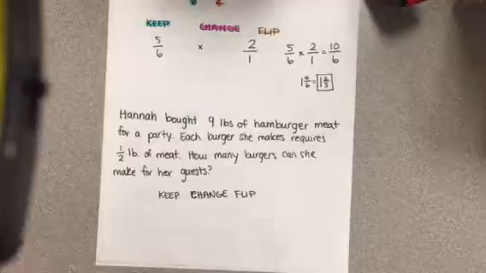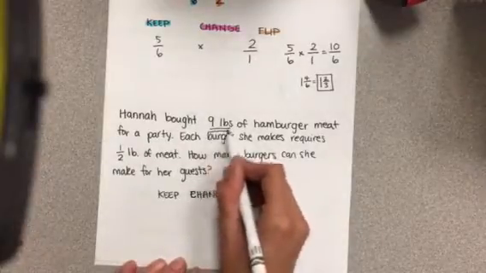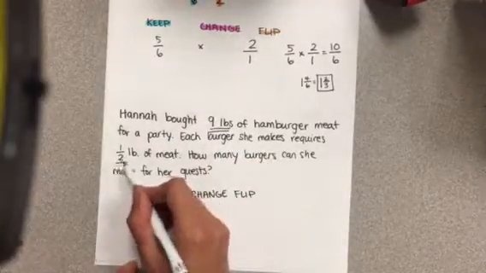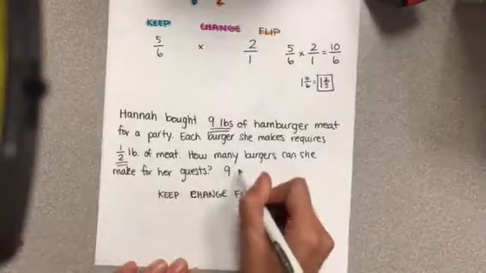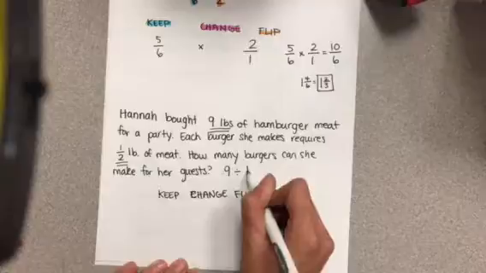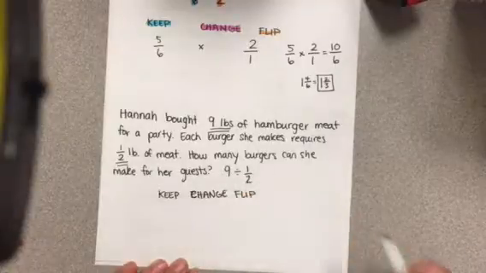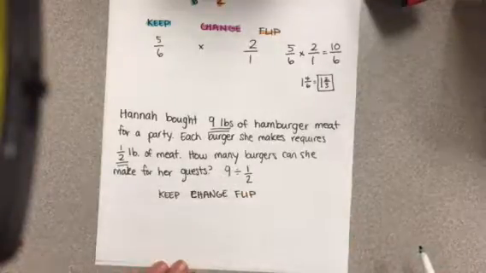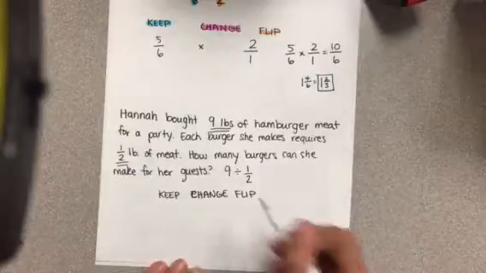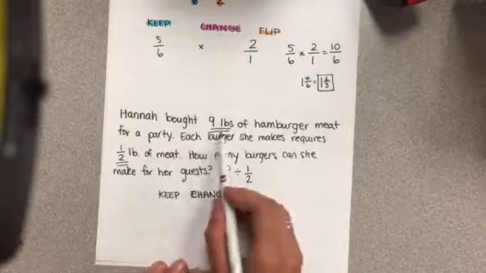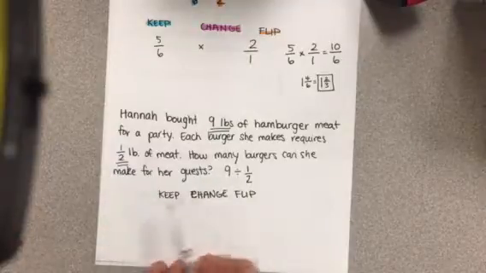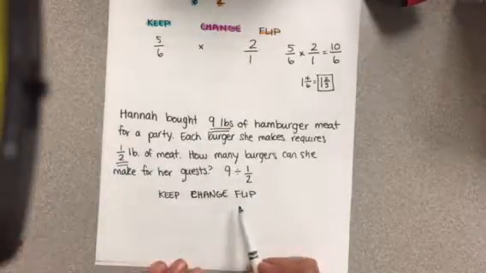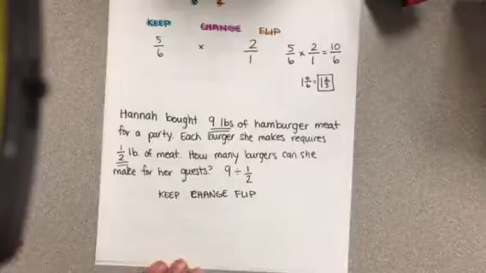We want to actually take this 9 pounds and figure out how many groups of 1/2 I can make. So I'm going to take 9 and actually divide that by 1/2 because that's going to tell us how many burgers I can make for all of those guests. So now that I have my problem, figuring out that I need to divide 9 by 1/2, I'll want to use my keep, change, flip, same as I have up at the top.